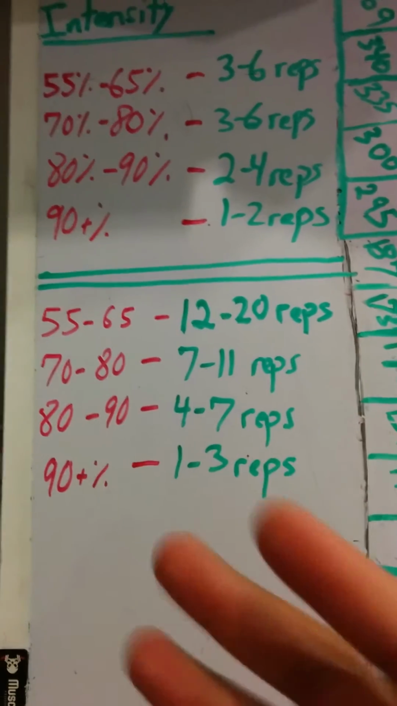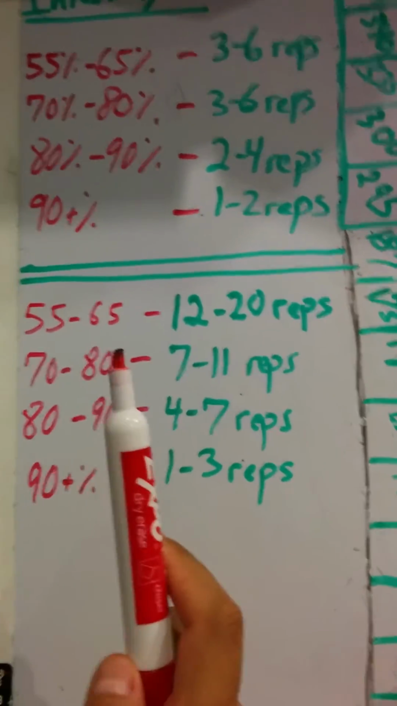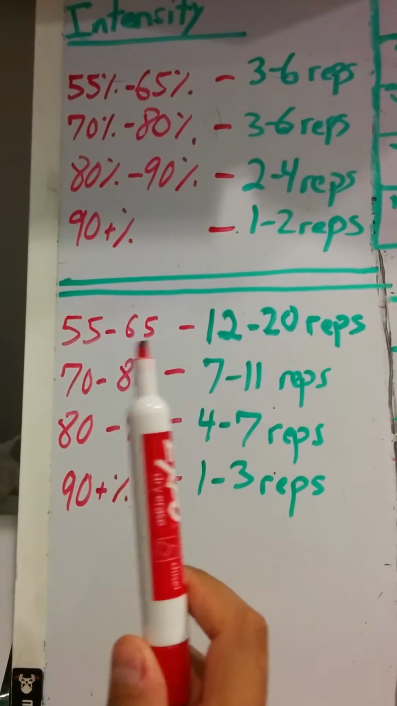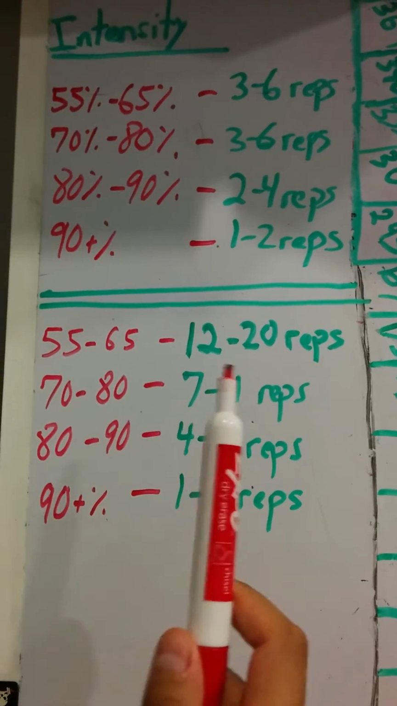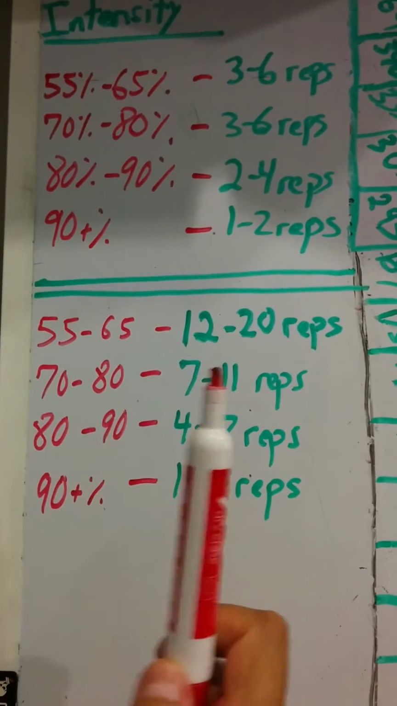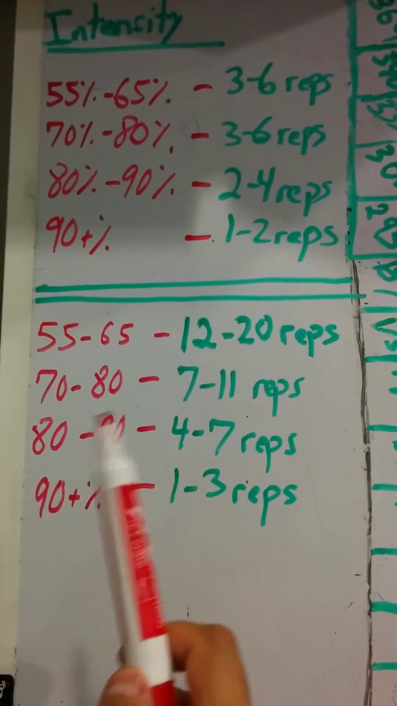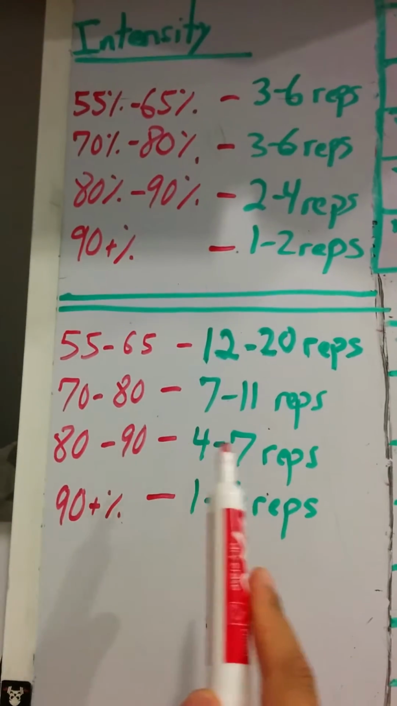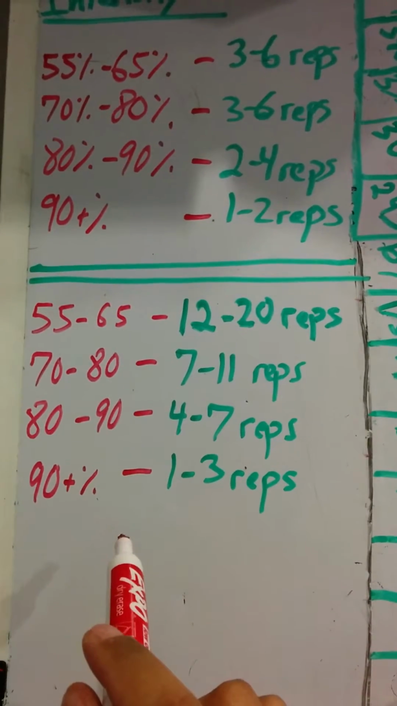But this just gives you, again, another idea, and it gives you a bigger rep range based off of the RPE. So for 55% to 65%, you can pretty much do 12 to 20 reps for a single set. For 70 to 80%, you can pretty much do 7 to 11 reps for a single set. 80 to 90%, 4 to 7, and 90% and up, 1 to 3.